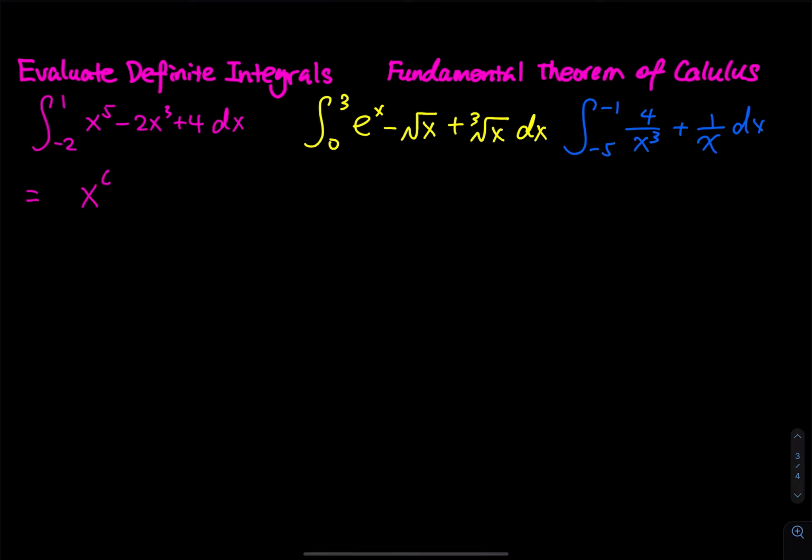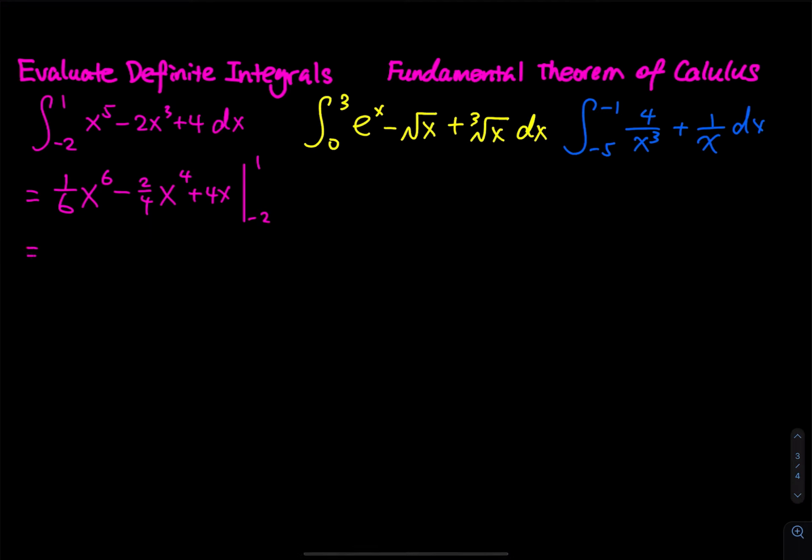to the 6, because 5 plus 1 is 6, and then this is a 1 over 6. Then 3 plus 1 is 4, so 2 over 4. I would just keep the 2 over 4 instead of 1 half. Then plus 4x. For definite integrals, we don't write plus C; we have to write such that x goes from -2 to 1. Then we will be using the fundamental theorem of calculus, which is upper limit minus lower limit.